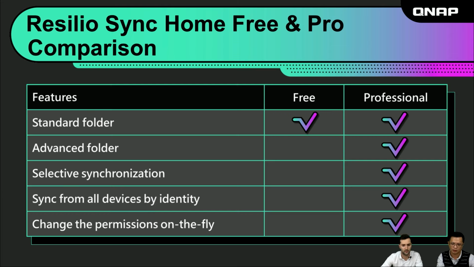So, next slide. Yes. And now we can download the Resilio Sync Home free version on the website. But if you want to use the advanced functions, you can also order the Pro version on the official website. Let's find out what the advanced functions in the Pro version are. Okay. With an advanced folder, you have the role of owner.